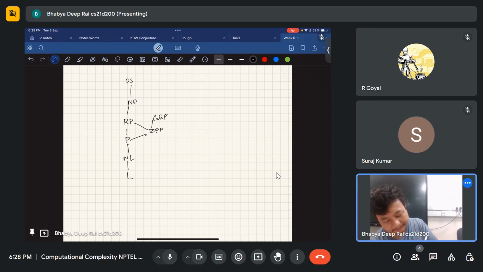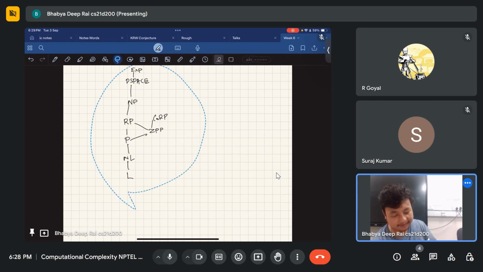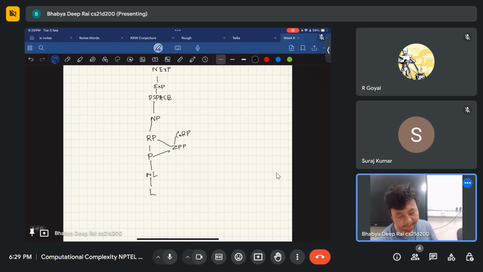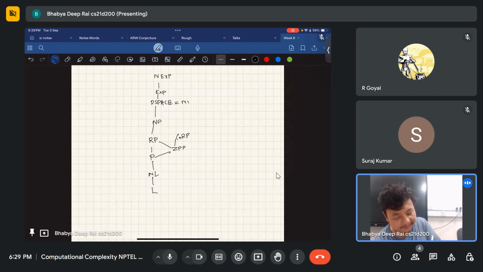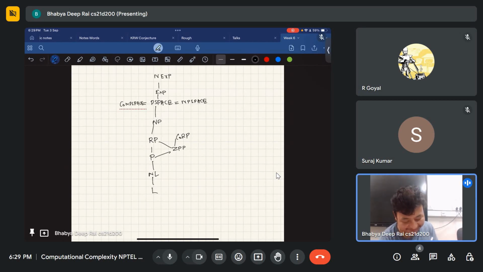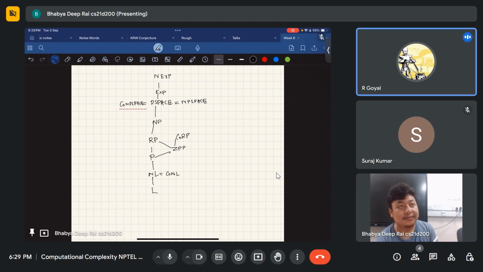PSPACE, which is contained in EXP. And are any other classes there? PSPACE is equal to NPSPACE. What about BPP here? Yeah, good question. Where should BPP sit here? So where should we place BPP?